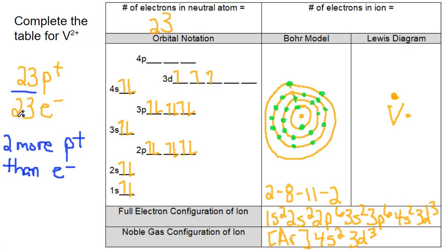So one way to think of this is 23 is 2 bigger than what number? Okay, there's no longer 23 electrons. It must now be 21 electrons. Okay. In the formation of this ion, vanadium essentially lost 2 electrons.